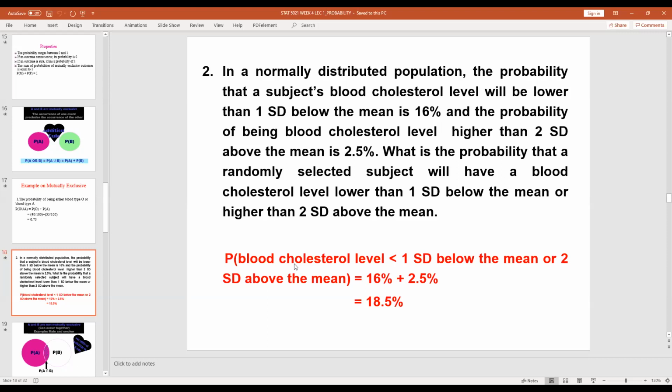So in this situation, if I want to find the probability that a randomly selected subject will have a blood cholesterol level lower than one standard deviation below the mean or higher than two standard deviations above the mean, then I'm going to add the two probabilities together because it's either that or that. And don't forget that in a situation like this, we need to add the two probabilities.